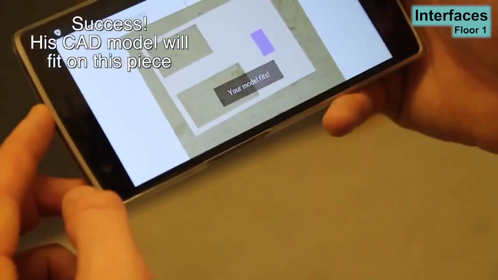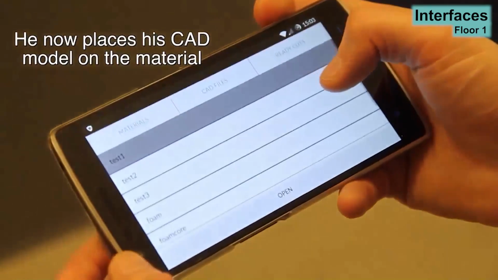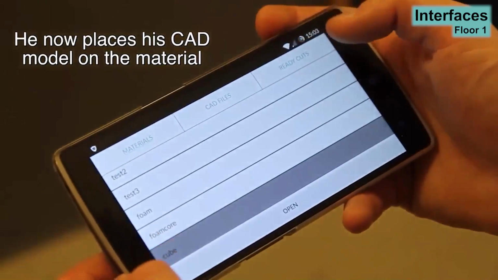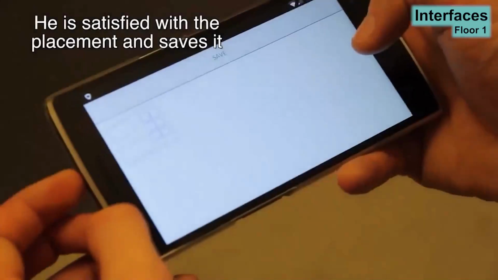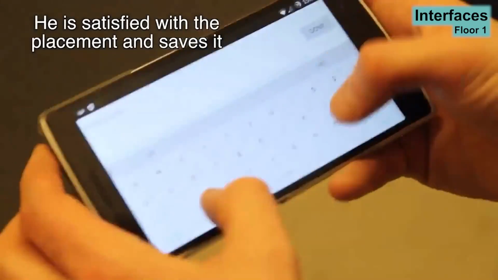Success! His CAD model will fit on this piece. He now places this CAD model on the material. He is satisfied with the placement and saves it.